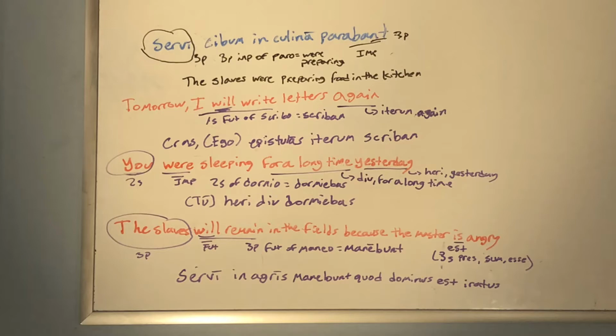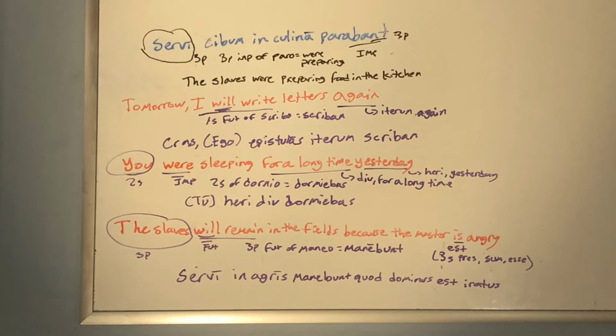Now that we have that, we can just go through the rest of the sentence, which is cross ego. Once again, you don't need to have the ego there. That is implied with the first person singular ending on the verb. So: cross ego epistulos iterum scribam.